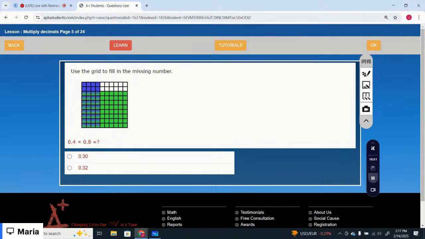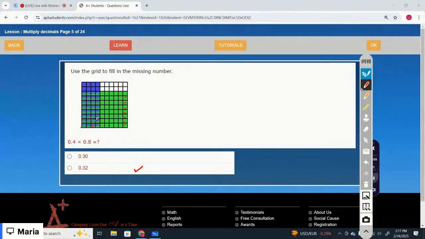0.8 times 0.4. You need to count the boxes that have both the colors, right? Blue and green. They are the product of both the numbers. They are 2, 3, 4, 5, 6, 7, 8, 9, 14, 15, 16, 17, 18, 19, 20, 21, 22, 23, 24, 25, 26, 27, 28, 29, 30, 31, 32. That is 0.32. Option number 2 is the correct option.